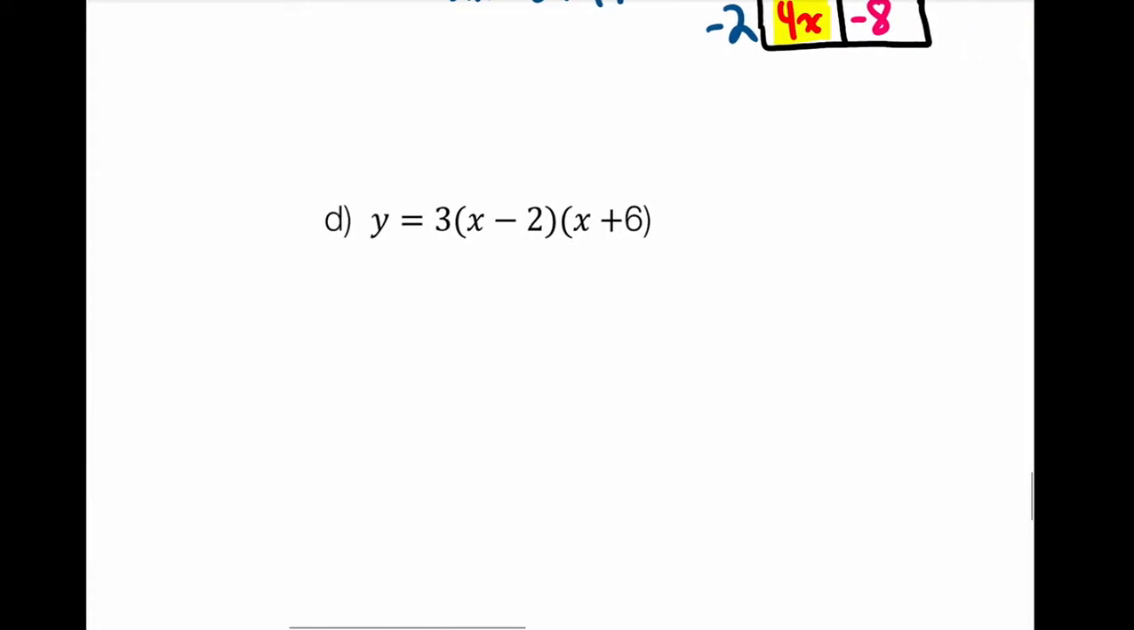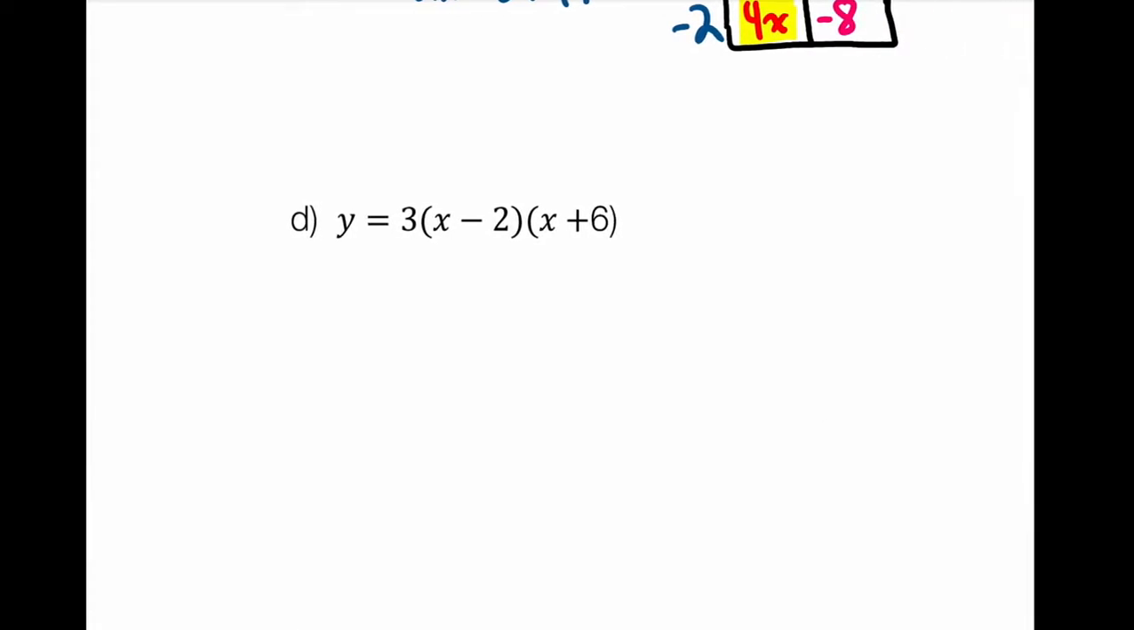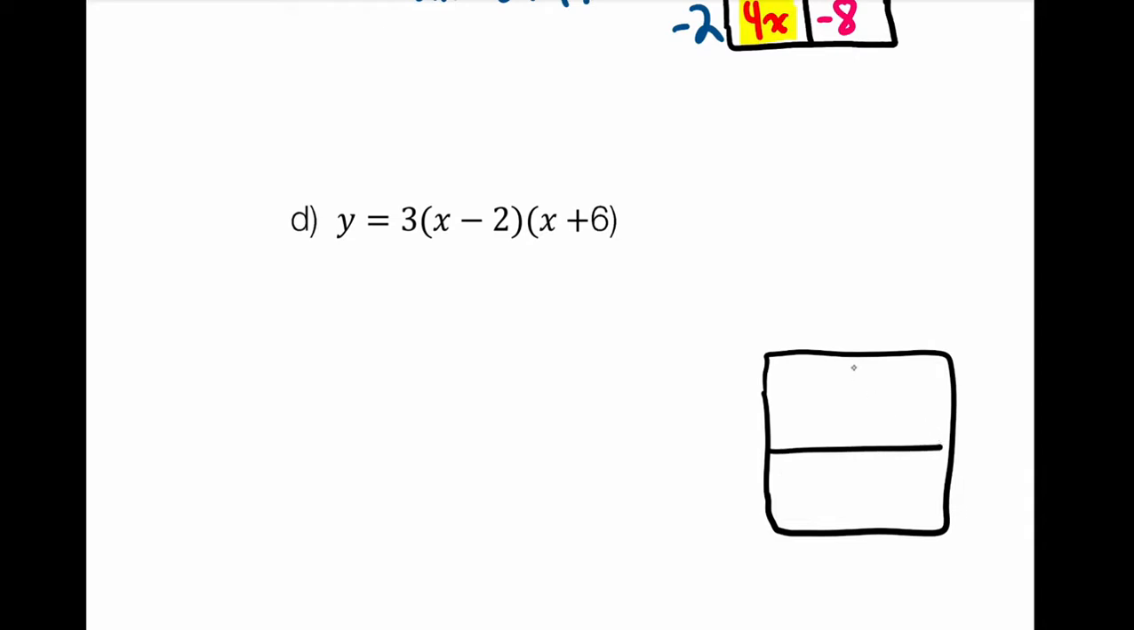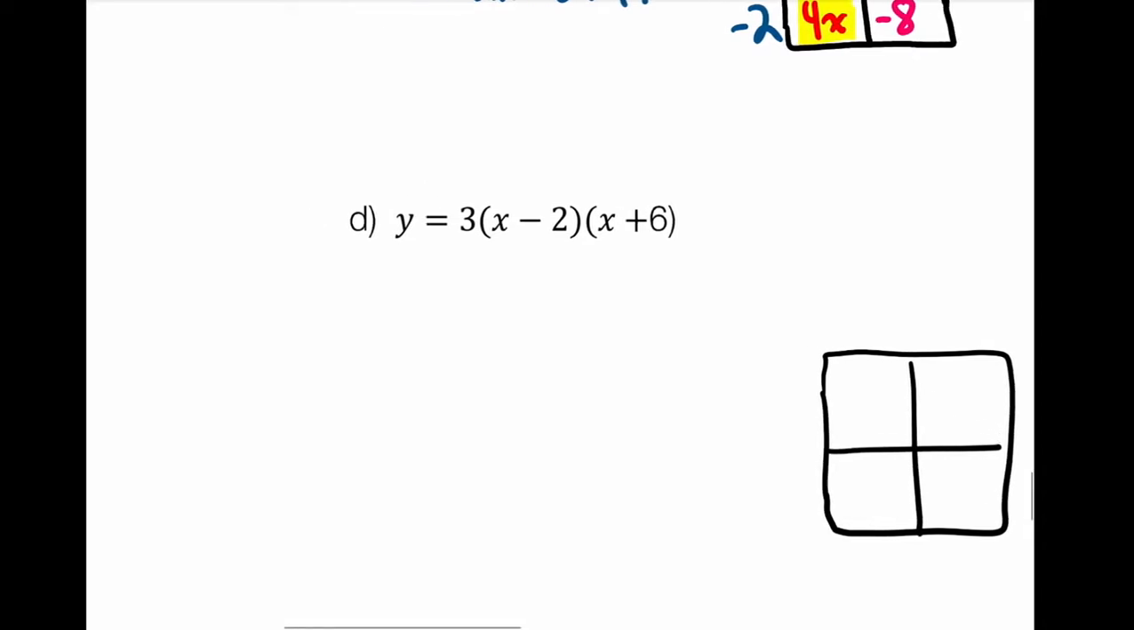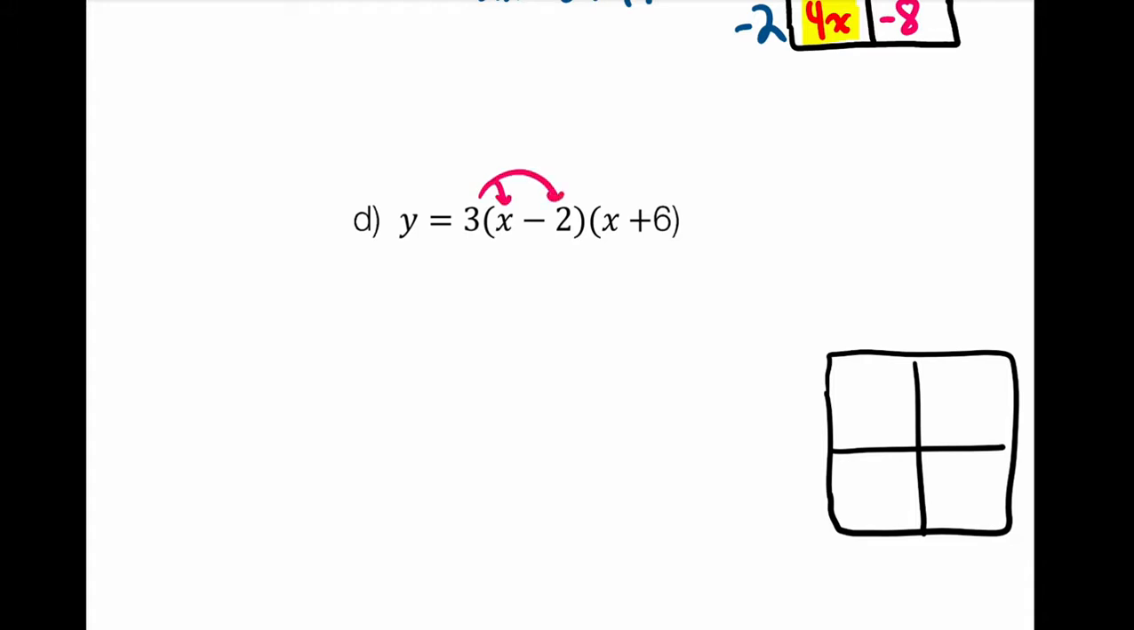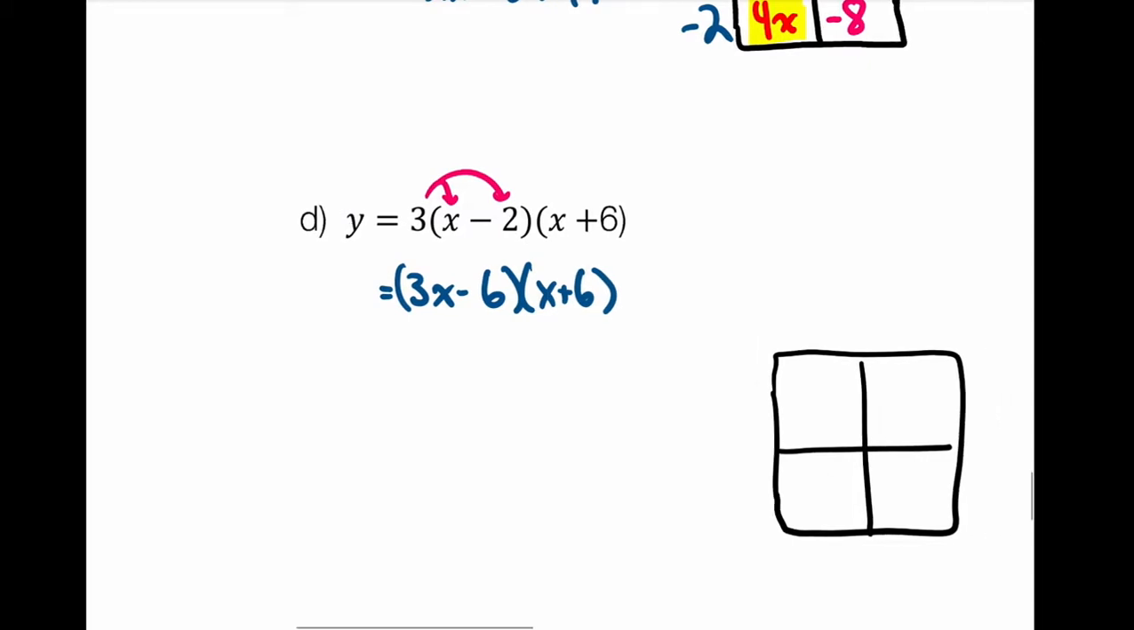Lastly, again, same idea. I have an equation in factored form and I want to write it or expand it to go into standard form. I'm going to use box method for this one. Before I do that though, I see that I have three things multiplied, not just two brackets. So I have to expand this first, or multiply the 3 through to the first bracket. So we have 3x minus 6. Then the x plus 6 just gets carried down. I can now put those two brackets onto the box. So 3x minus 6, x plus 6.